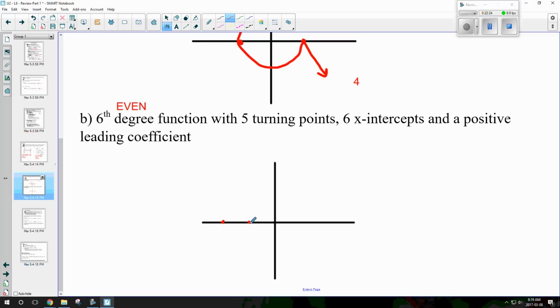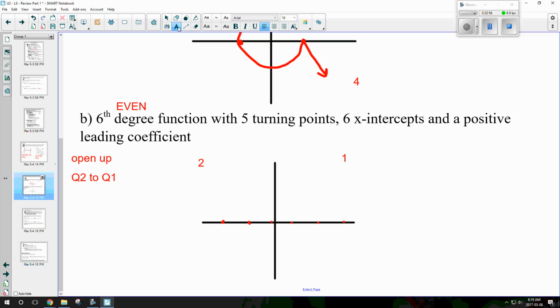1, 2, 3, 4, 5, 6. We know that it's an even degree and it must have a positive leading coefficient. So because it's even with a positive leading coefficient, we know that it has to open up. And so that means we know that's quadrant 2 to quadrant 1. So we've got to start in quadrant 2. Remember, we always go from left to right, and end in quadrant 1.